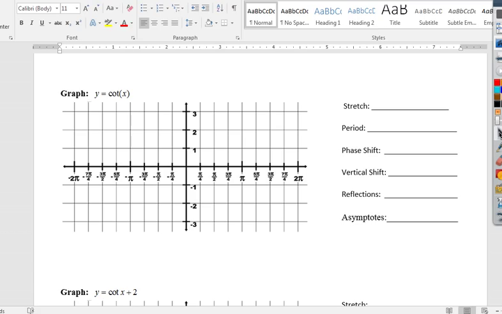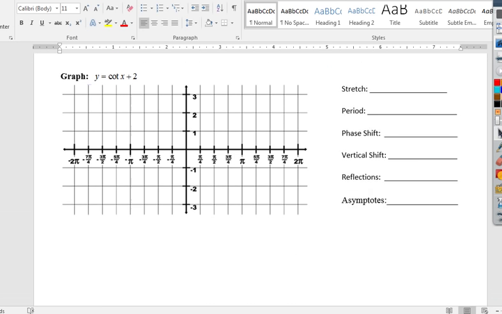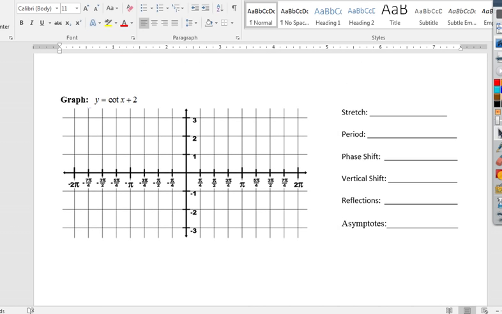Okay, moving on to the next one. Here we're looking at y is equal to the cotangent plus 2. The only thing that changed here is really we're looking at a vertical shift moving up 2, but our stretch is 1, periods stay the same, no coefficient in front of the x, no phase shift, there's no parentheses around that x variable. We're shifting up 2, and there's no reflection because the entire function is positive.